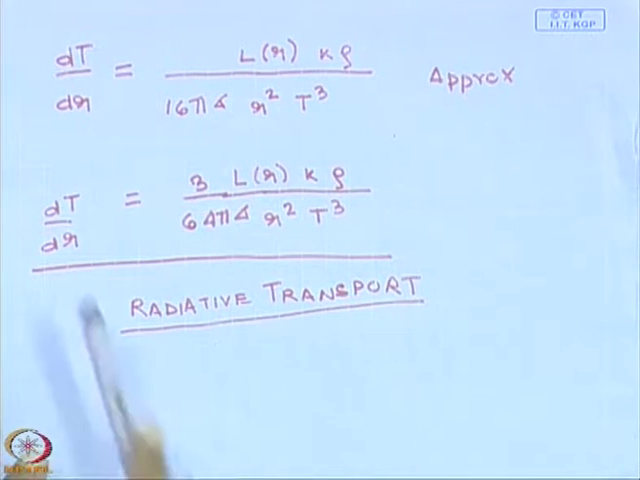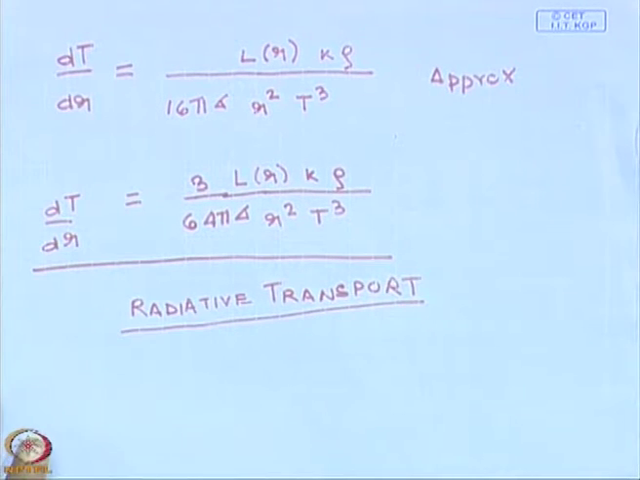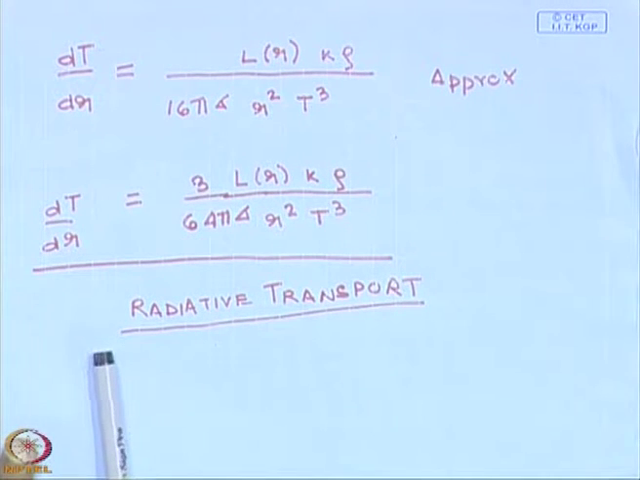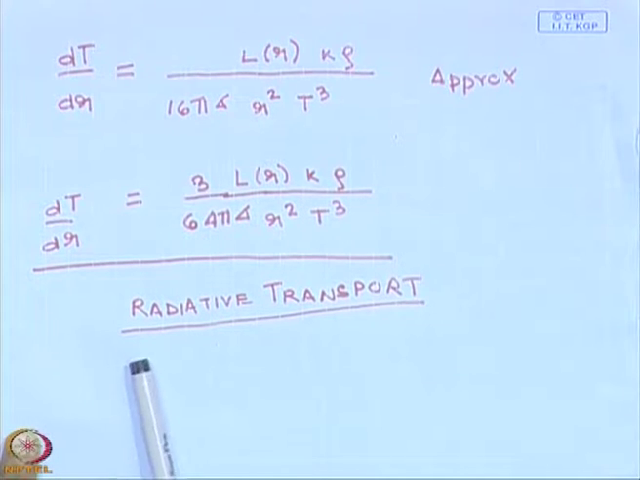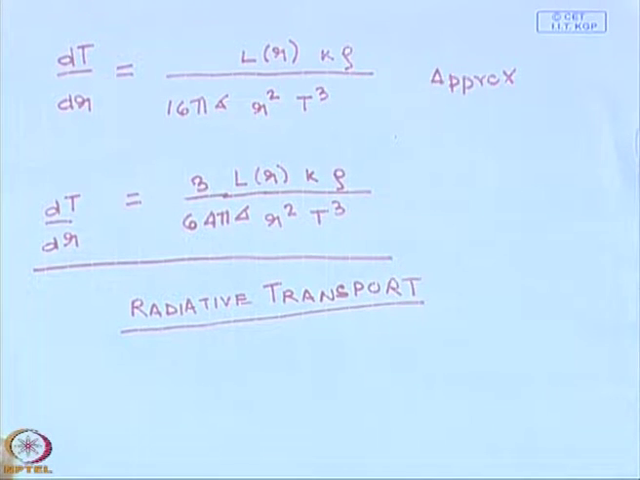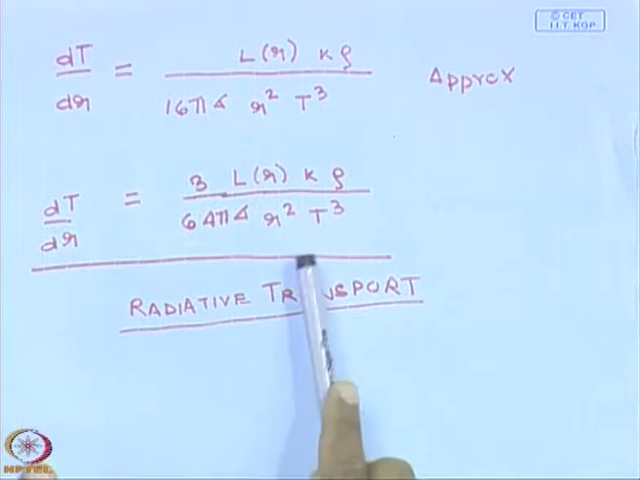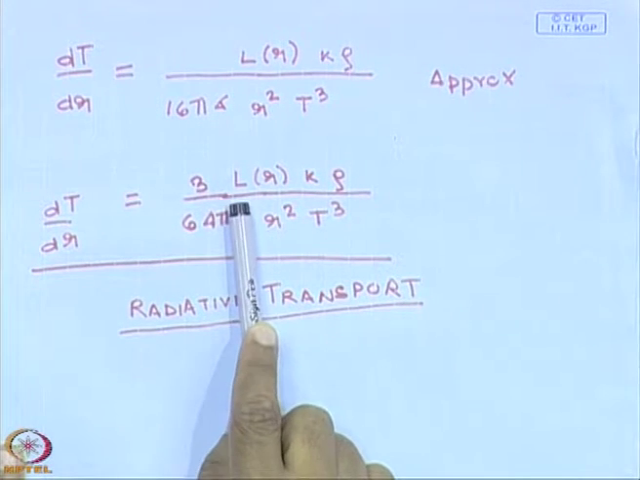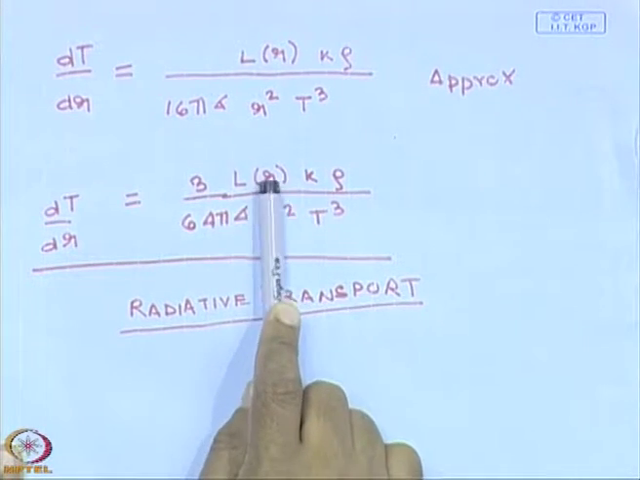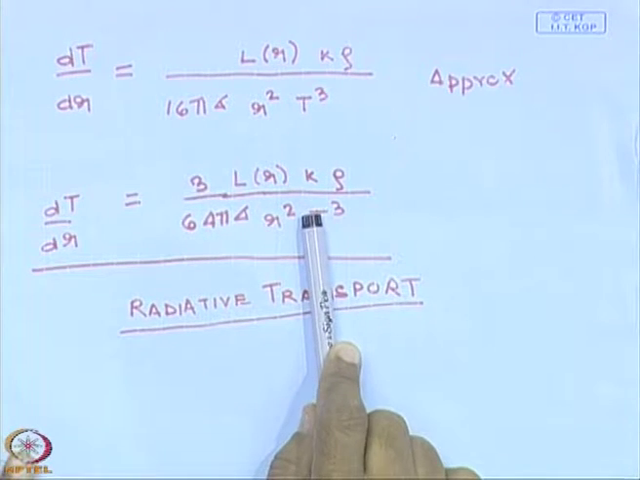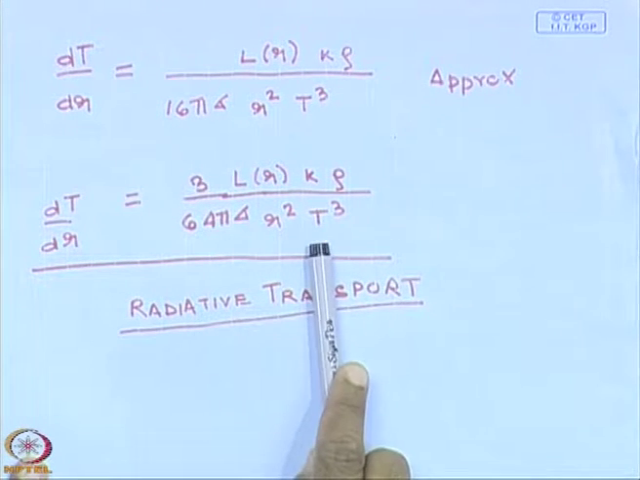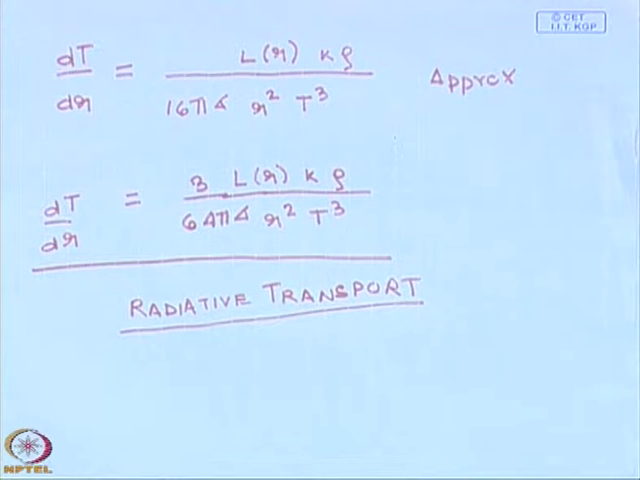And this, we had discussed, is determined by the energy transport mechanism. In the last class, we were considering a situation where the energy is transported through radiation. In such a situation, the temperature gradient at any point is determined by a combination of factors: the luminosity at that distance from the center, the opacity at that position, the density and the temperature.